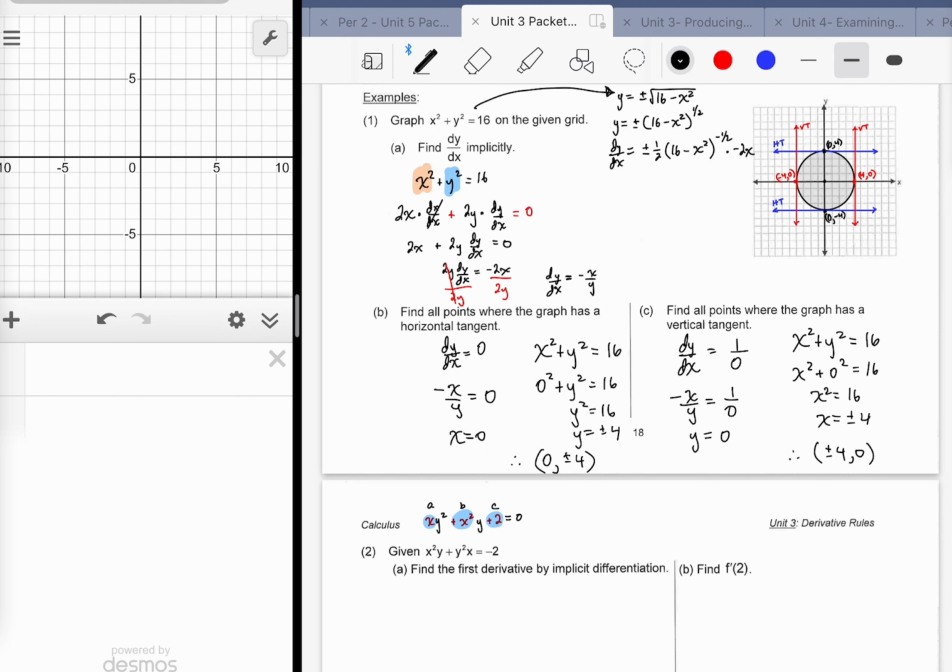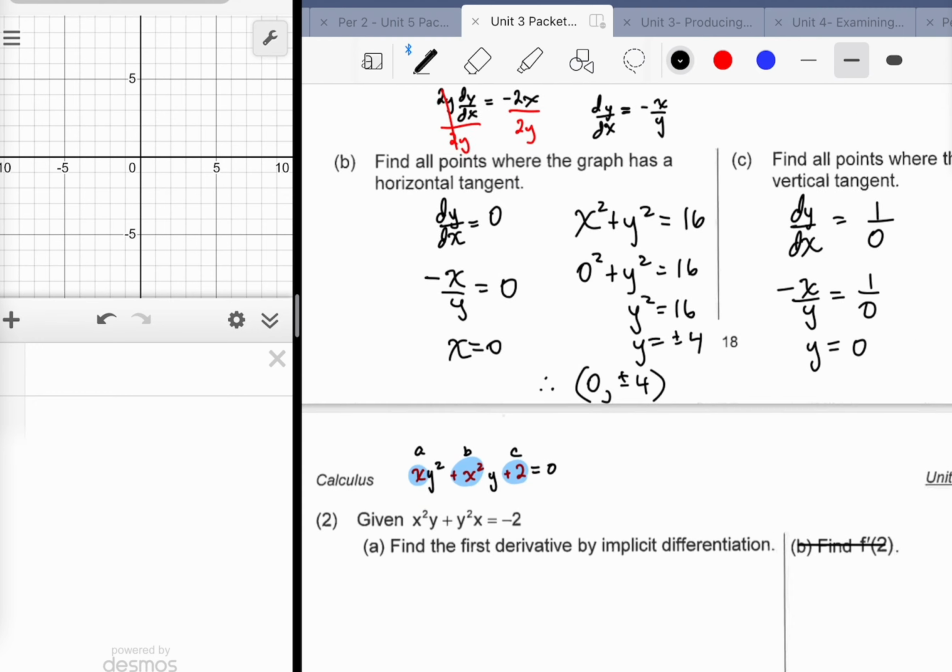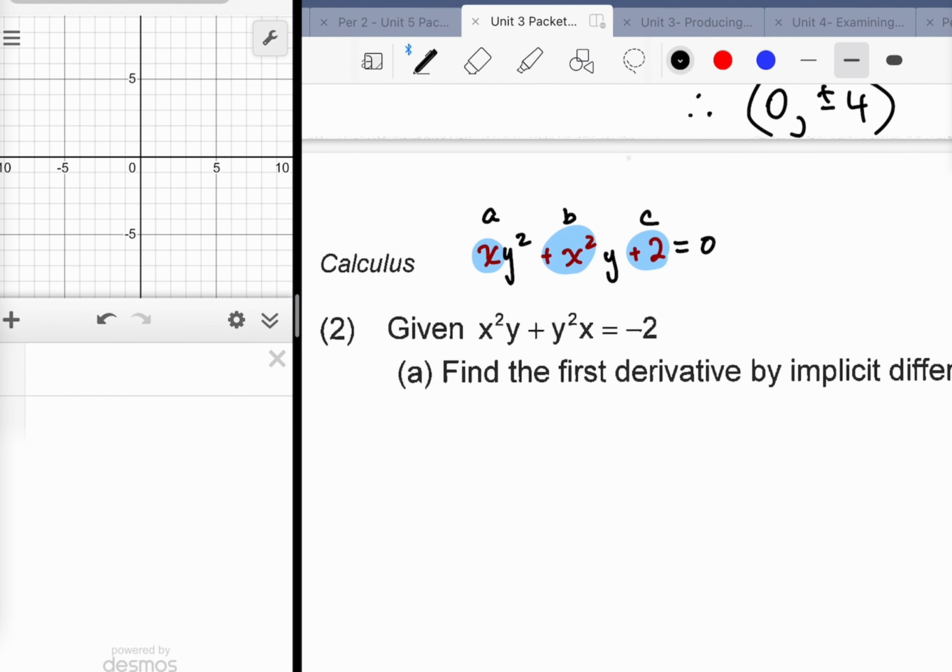A little notation issue for number 2: that shouldn't say f prime of 2. It's not necessarily a function of x, so that shouldn't be there. Wipe it out. All right, so for this one, you see we have products, x squared y squared x, and then we have the constant. We're going to use the product rule.